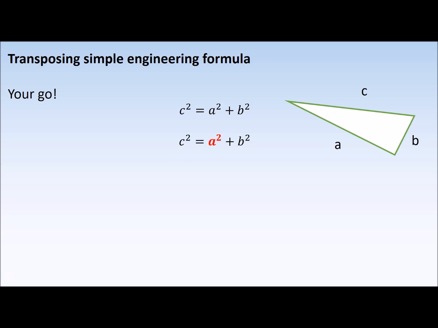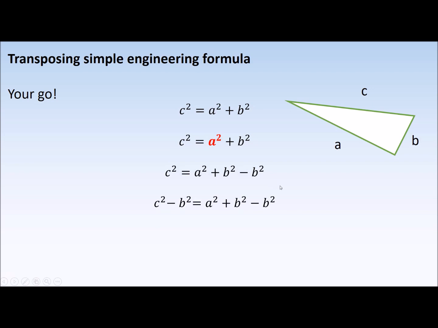So how did we get on? This time we want to get a squared on its own, so we're going to need to move b squared. b squared is a positive number, plus b squared, so again we're going to have to move this, we want to get it down to 0. So hopefully you should have minus b squared on one side, and then don't forget what we do to one side we do to the other.